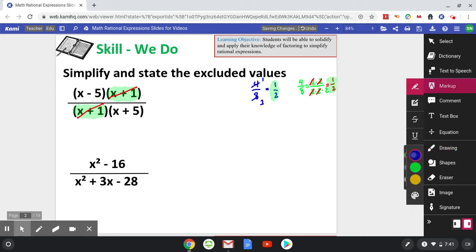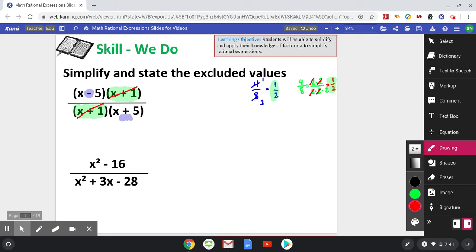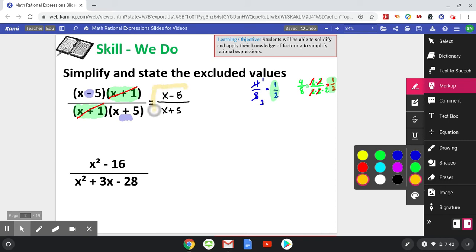Now, let's look at the factors at the top. We have an x minus 5 and we have an x plus 5. Minus and plus are not the same. They're actually opposites. Therefore, we are unable to cancel those two. We will be writing them out as part of our solution. So we will bring down the x minus 5. Since there's only this as part of the answer, we can remove the parentheses. And at the bottom, we have x plus 5. This right here would be the simplified solution.